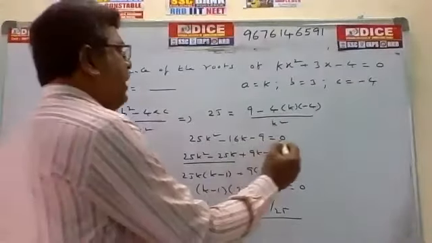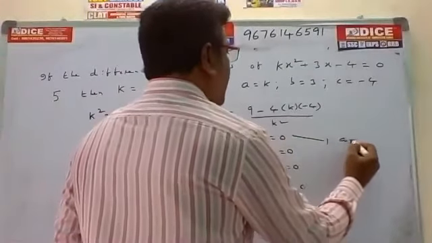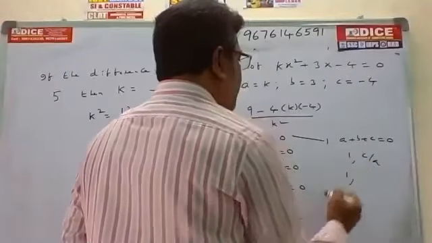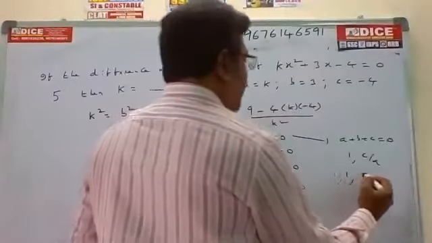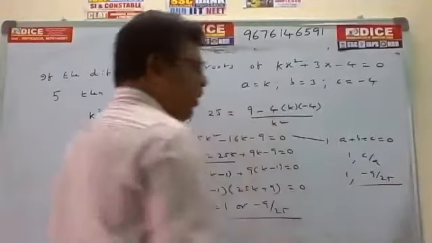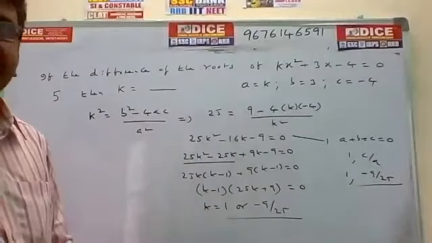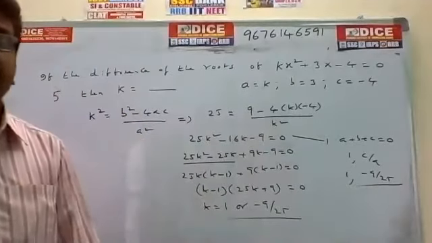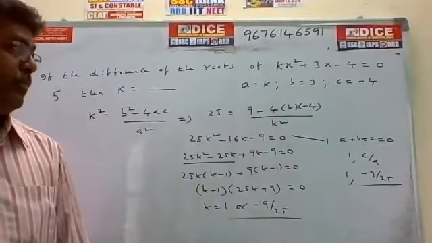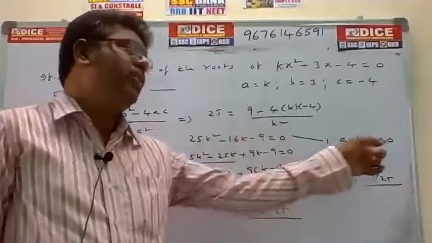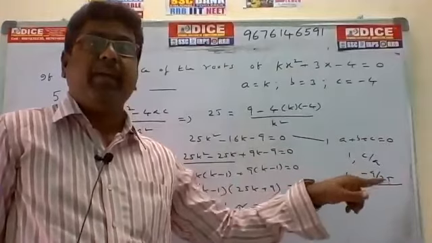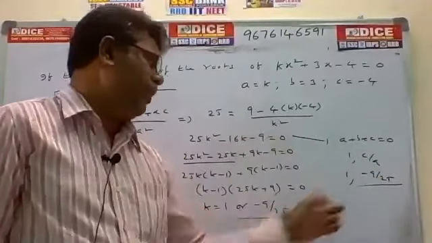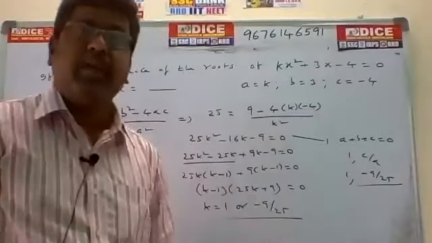You can take this one directly. Directly, A plus B plus C is equal to 0 is the condition, so the roots are 1 and C by A. 1 means 1, and C means minus 9, so minus 9 by 25. Very good, H1. So we can take it like this also; this is the right answer. This condition is A plus B plus C is equal to 0, which is why the roots are 1 and C by A. Already I told you, 1 means the root is 1 only, and C by A means minus 9 by 25. Very good answer from Aishwarya.